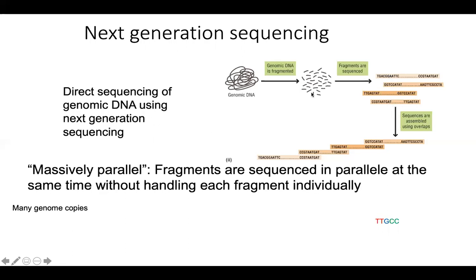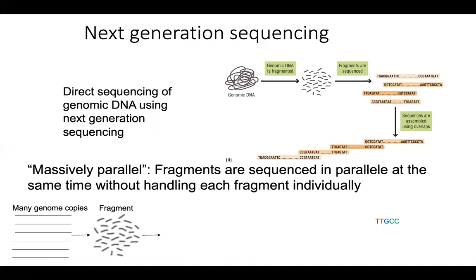So how do we actually achieve this? And the big drop in price is actually due to the fact that this sequencing is happening massively parallel. That means fragments are sequenced in parallel at the same time without handling each fragment individually. So what are some of the basic steps involved in that? So we start out with many genome copies, and we fragment those.